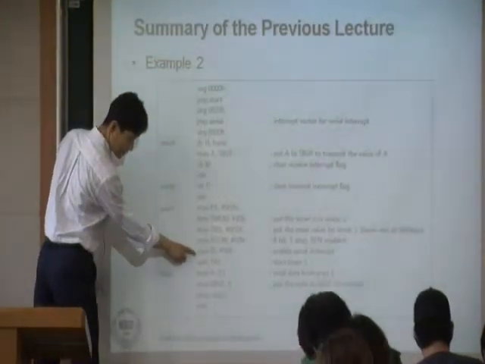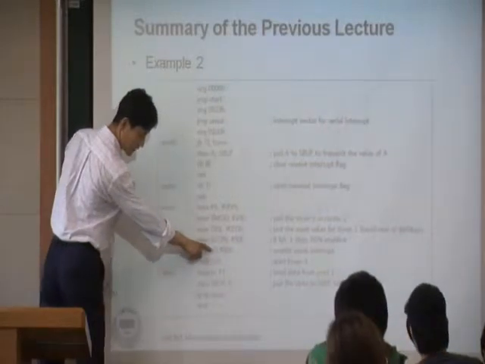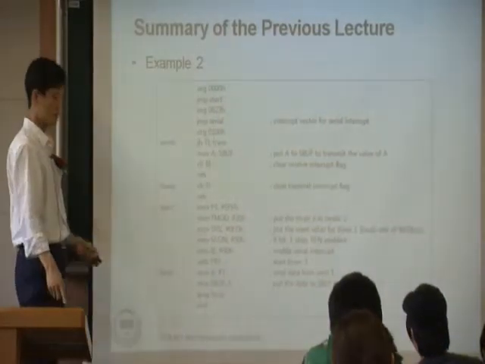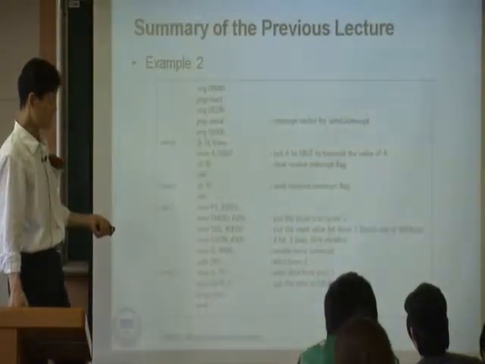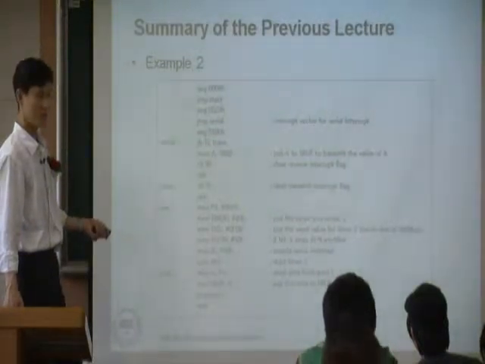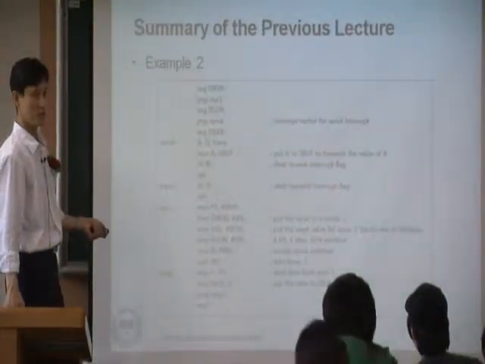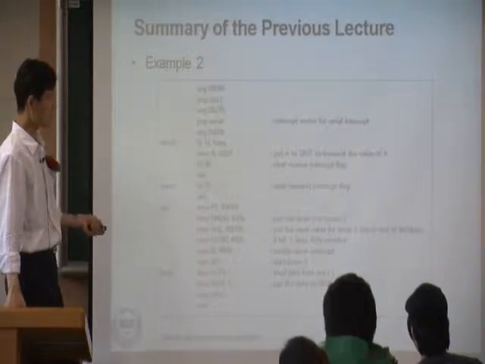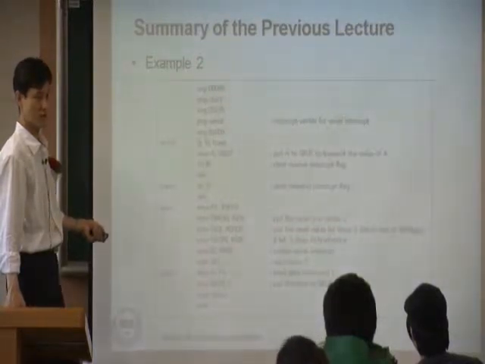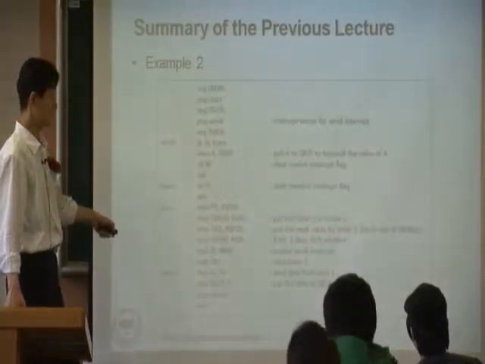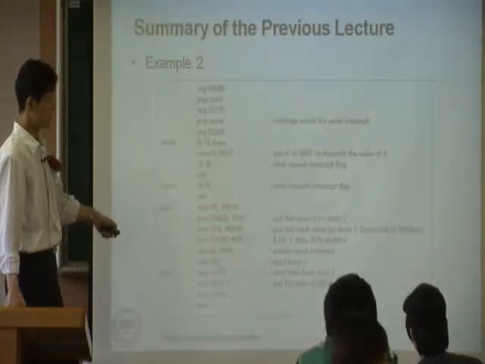And next line, I have a move IE, 9H. What is IE? Interrupt enable. So in this particular program, I'm going to use interrupt. Since I enabled interrupt, I'm going to use it. 9H means that, what is 9?